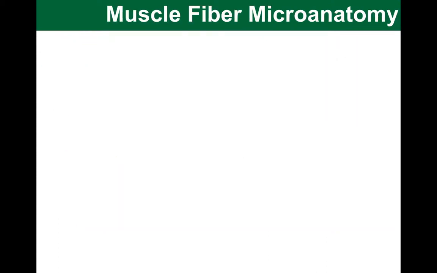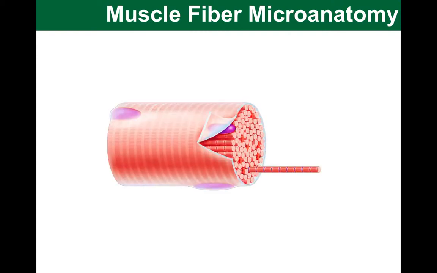Okay, I think that we are ready to look at the muscle microanatomy and something known as the sliding filament model. So, as we saw, skeletal muscle fibers were long cylinder cells that contain multiple nuclei. We will zoom in and study their structures.